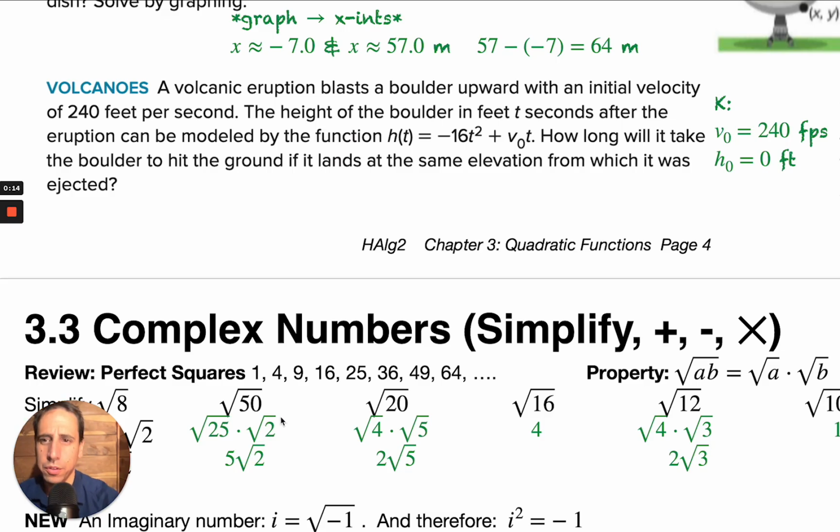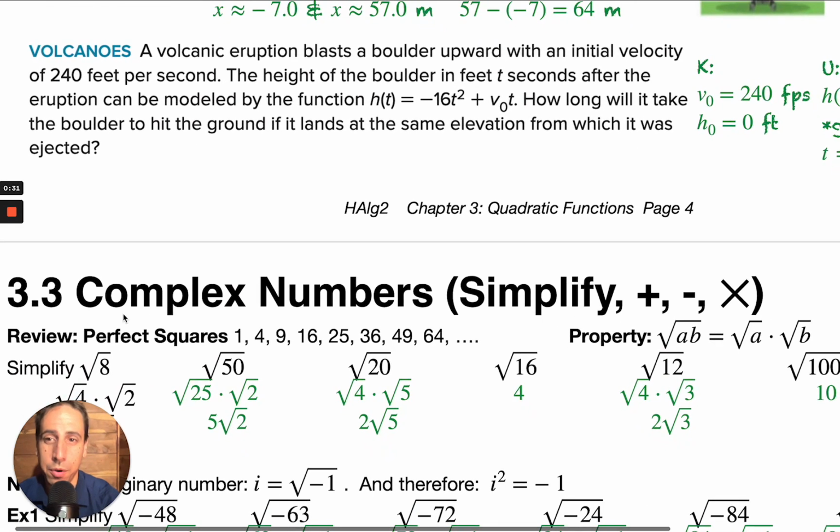But just to review, let's remember, what are the perfect squares? 1 times itself is 1, 2 times itself is 4, 3 squared is 9, 4 squared is 16, 25, 36, 49, 64, 100. It keeps on going. And if we need any higher numbers than that, then we can figure out what they are later. But that's what perfect squares are.